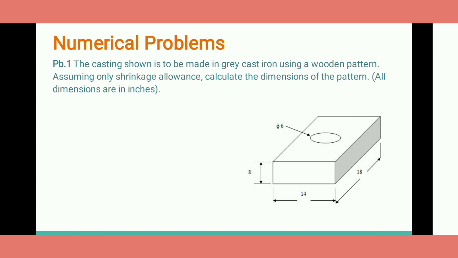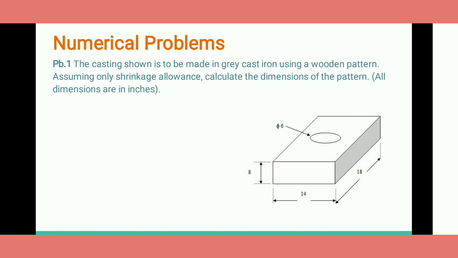Now first of all, we have to calculate the dimensions for the pattern. Like this shape only, we have to prepare. What is a pattern? A pattern is basically a replica of the object, or a replica of the metal casting. So this is the casting, and we have to prepare the same shape, but there will be dimension changes. Why these dimension changes? Because the rate of contraction is there.